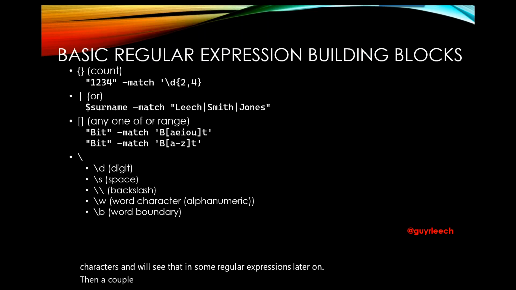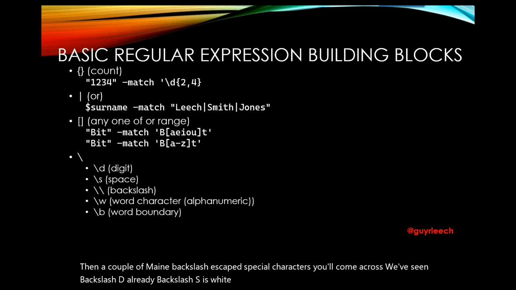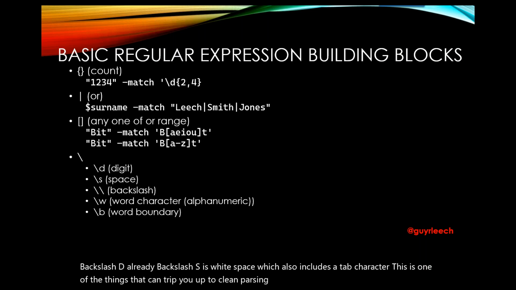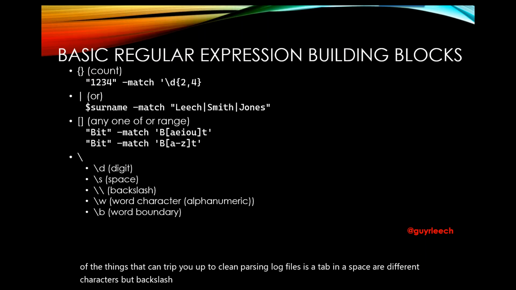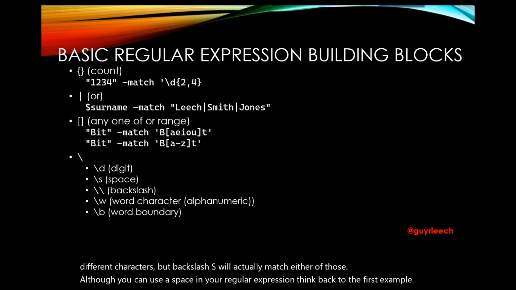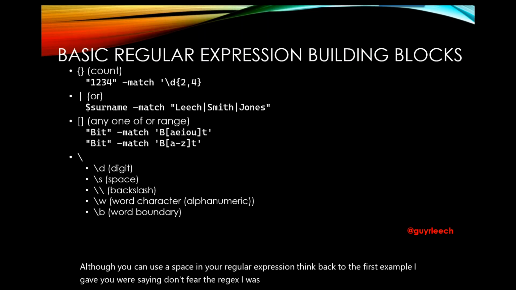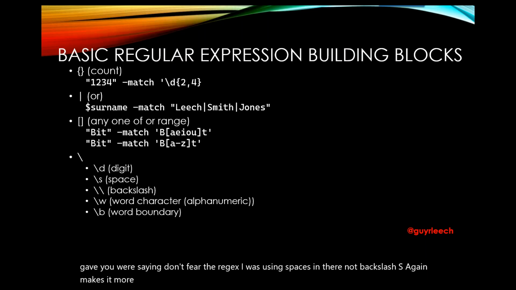Then a couple of the main backslash escaped special characters you'll come across. We've seen \d already. \s is white space, which also includes a tab character. This is one of the things that can trip you up, particularly in parsing log files. A tab and a space are different characters, but \s will actually match either of those. Although you can use a space in your regular expression. Think back to the first example I gave you where I was saying don't fear the regex. I was using spaces in there, not \s. Again, it makes it more readable. So if you don't think there's going to be a tab, just use a space character. It makes it easier to read in my opinion.